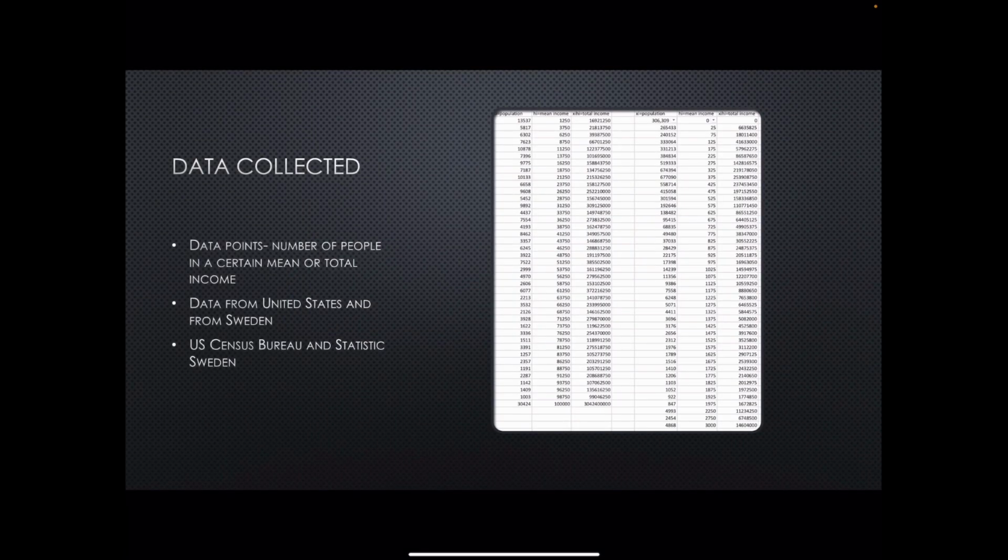So we collected many data points for the United States and Poland, around 40-ish for each. We had slightly more data points for Poland than the United States. We obtained the number of people in a certain mean or total income. For the United States, the data was able to be collected from the U.S. Census Bureau, and for Sweden from the website Statistics Sweden. You can see our data to the right. We sorted it in ascending order and put it in an Excel sheet.